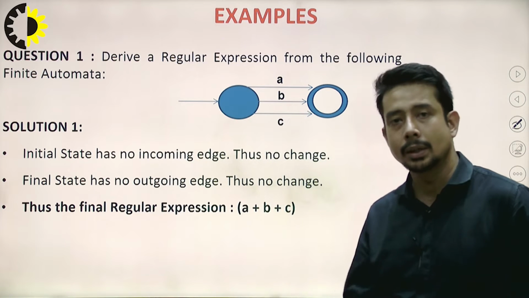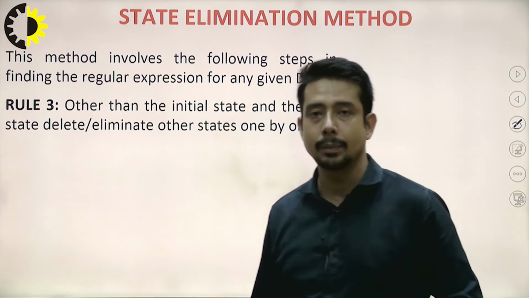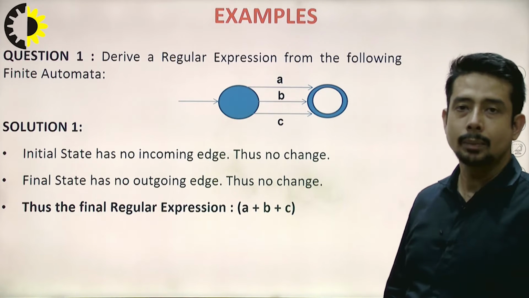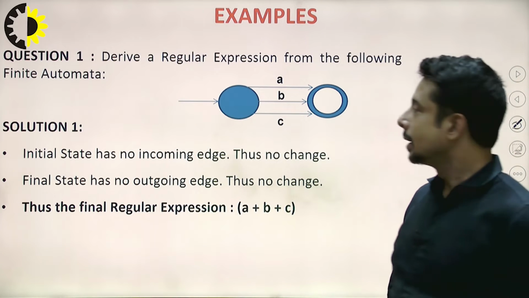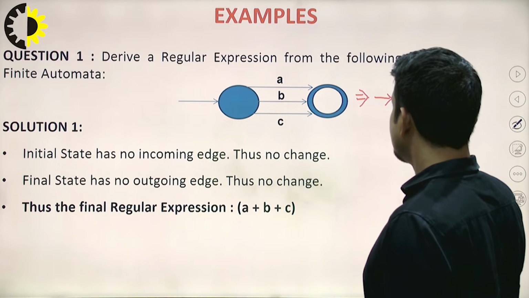Now, what is the third rule? The third rule says that other than the initial state and the final state, delete or eliminate other states one by one. Is there any state left apart from the initial state and final state? No. Therefore, we can make this as 1. How do we make this as 1?